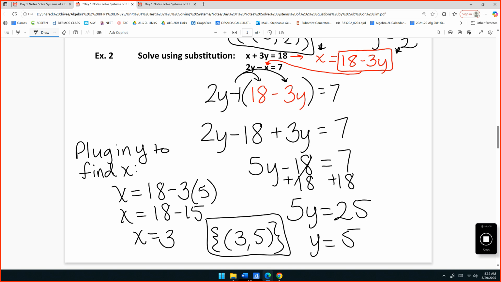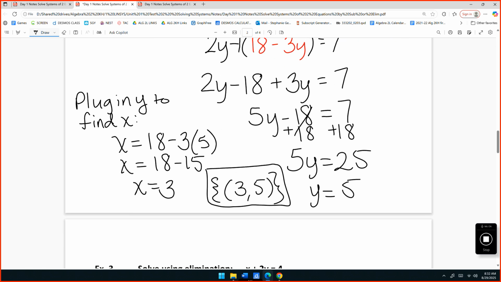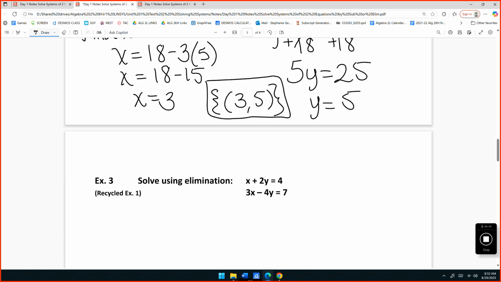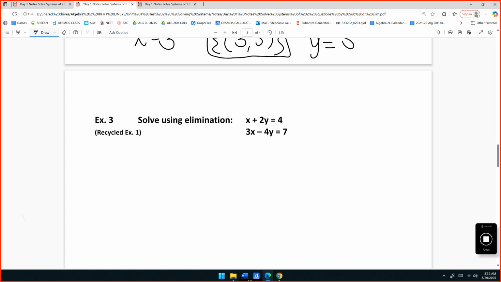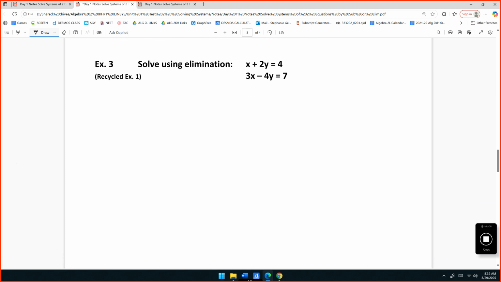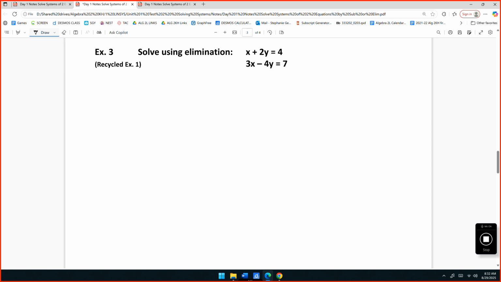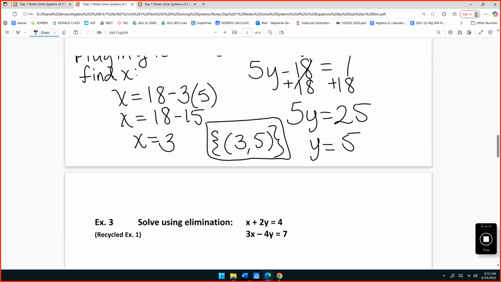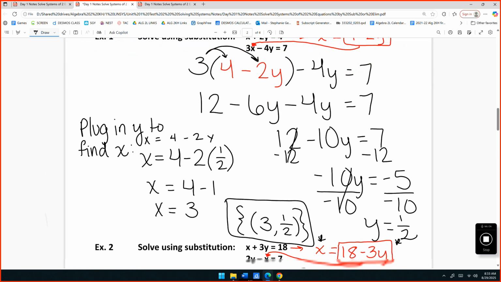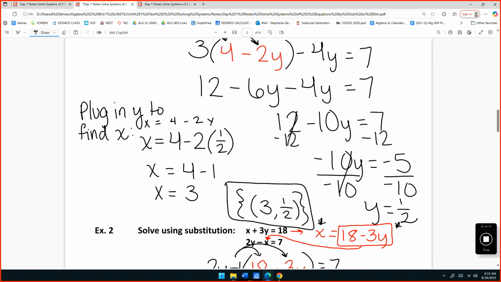Okay. So that's our substitution method. We use that when we have a variable isolated. The other method is always everybody's favorite. It's my favorite too, because anytime we get to eliminate things in math is a good day, okay? So the other method is elimination. Example 3 says it's a recycled example 1. So this is the exact same system as number 1. So we know the answer is (3, 1/2). But we're going to take an entirely different route to get there.